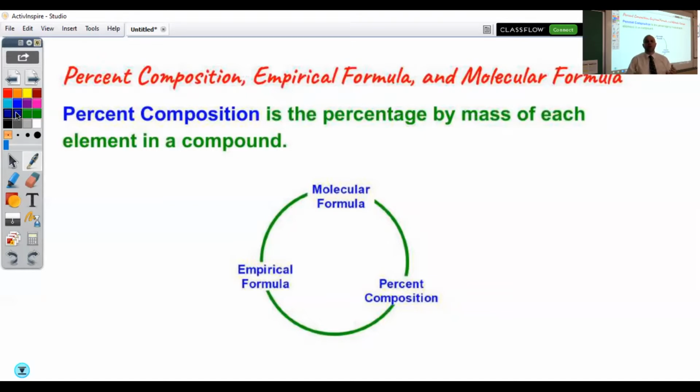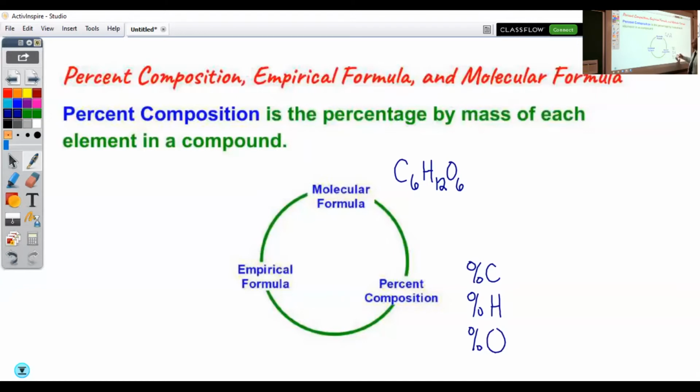So we're going to use glucose as our example. If I write the molecular formula for glucose, I have C6H12O6. When I'm talking about percent composition, what I'm really trying to figure out is, of that molecule of glucose, what percent of this is carbon, what percent of this is hydrogen, and what percent of that is oxygen.